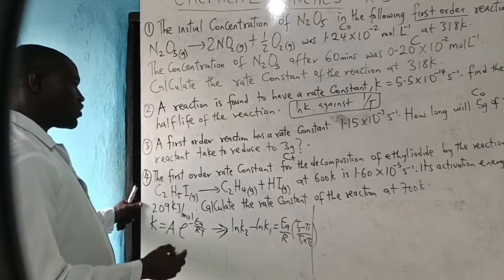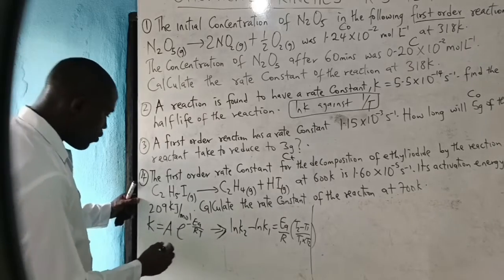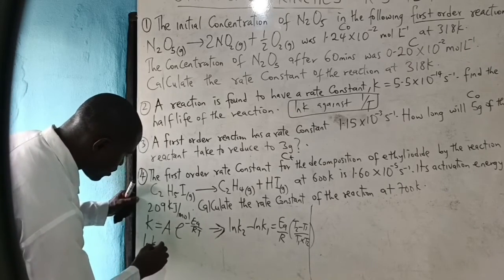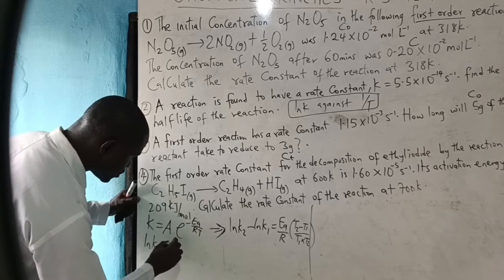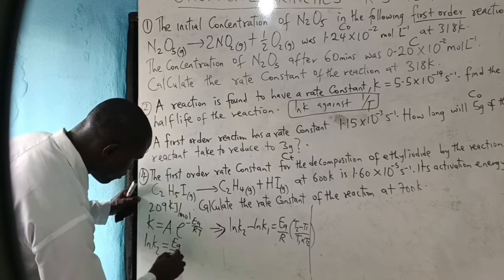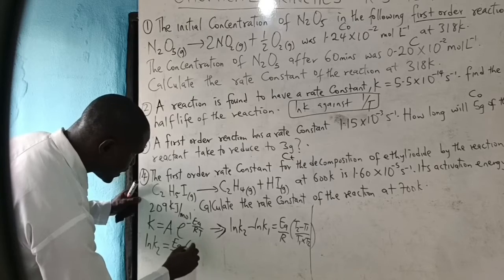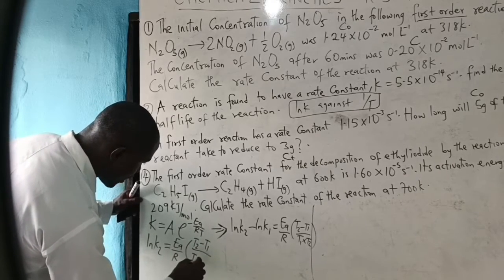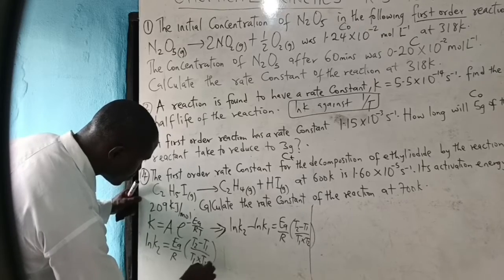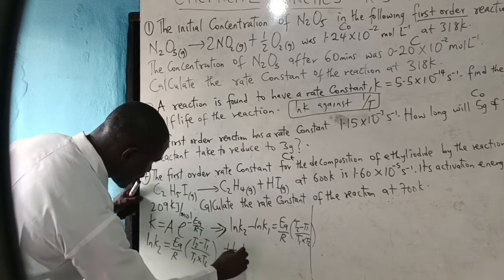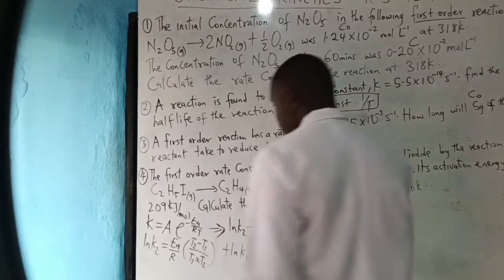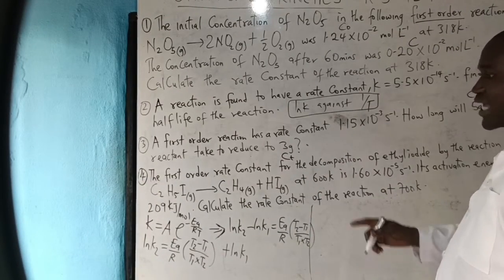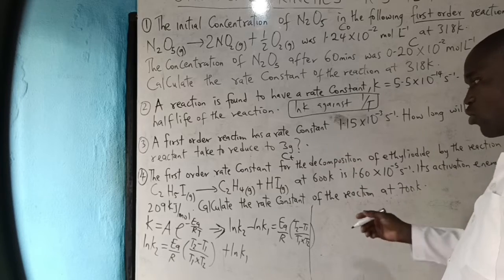They are giving you the parameters. So we make ln k2, which is what I'm looking for, the subject: ln k2 equals Ea over R, bracket T2 minus T1 all over T1 times T2, plus ln k1. What is our Ea? Ea is 209 kilojoules, that is 209,000 joules per mole.